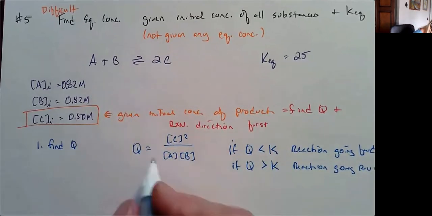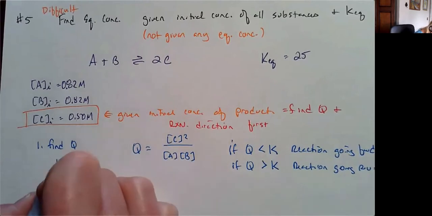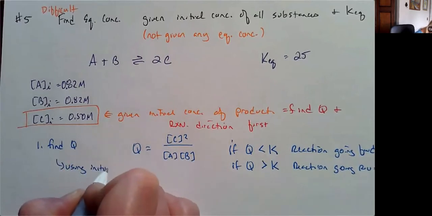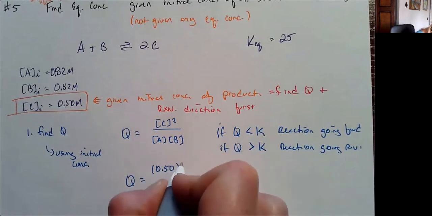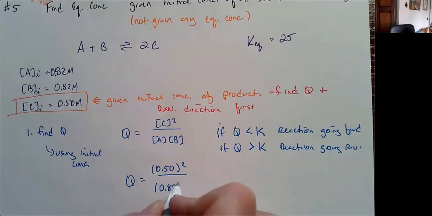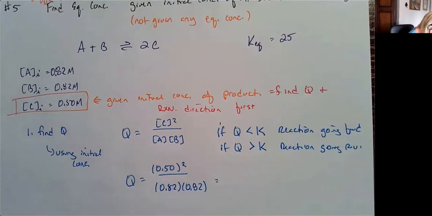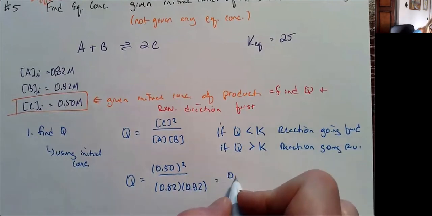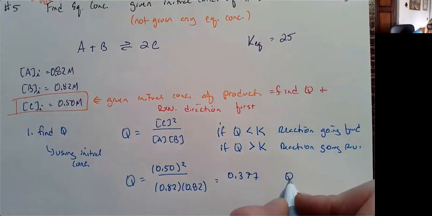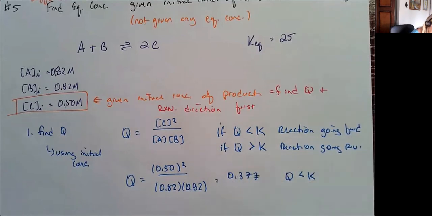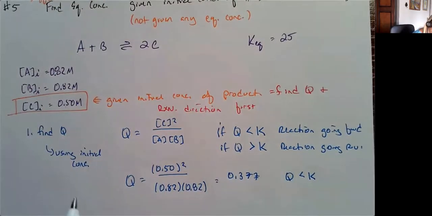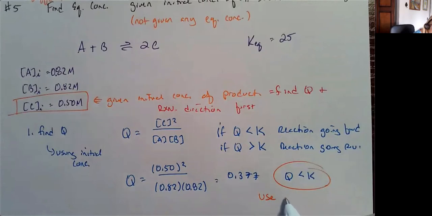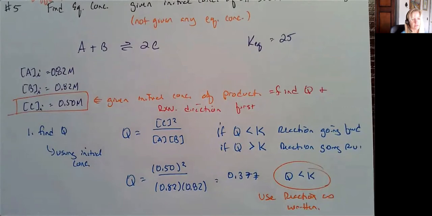So I'm going to plug in my initial values here, find Q using initial concentrations. So Q here is equal to 0.50 squared over 0.82 times 0.82. And in this case, I get a Q of 0.377. So Q is less than K. So I know that my reaction is good in the direction that I've written it. This tells me that I can use the reaction as written. And we'll come back and we'll do an example where I have to flip everything.